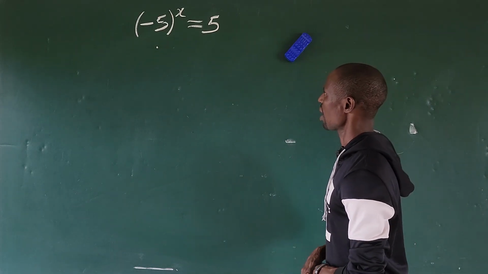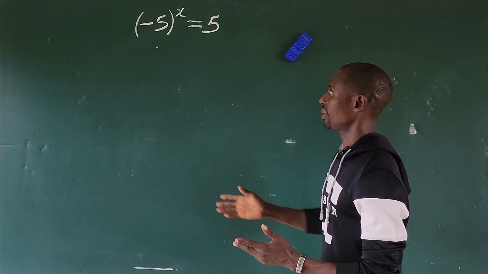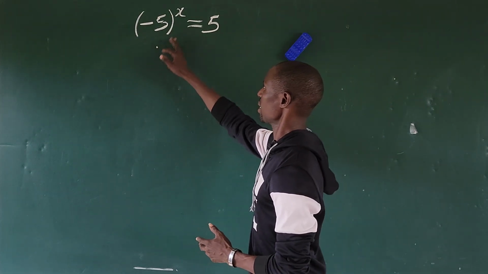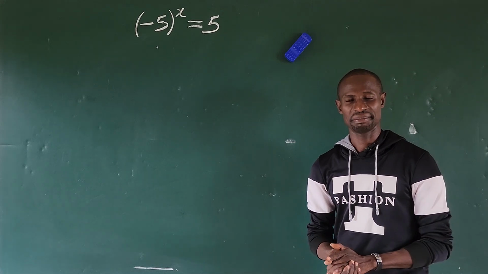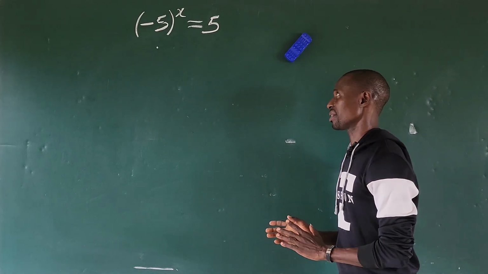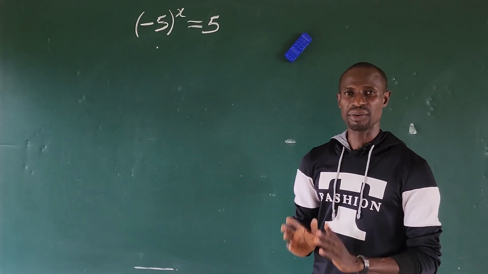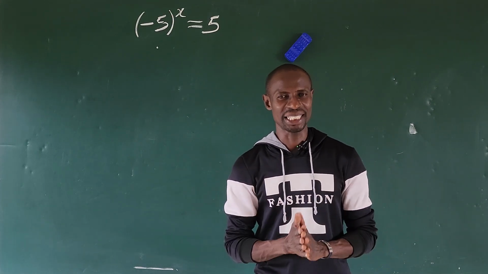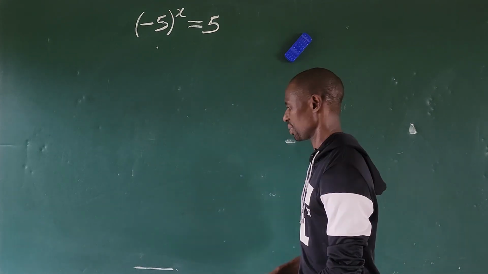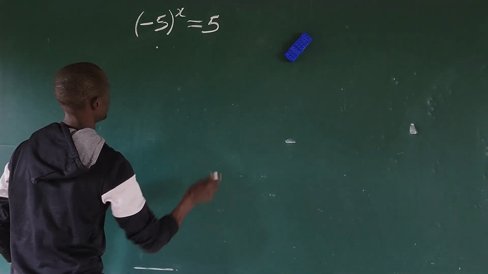Look at this challenge we have before us here. Our (-5)^x = 5. What is the value of x here? Definitely, if you look at this question, we cannot have a real root from this challenge. So definitely we're going to have only imaginary roots. So how do we solve for the imaginary roots? Let's take our solution here.